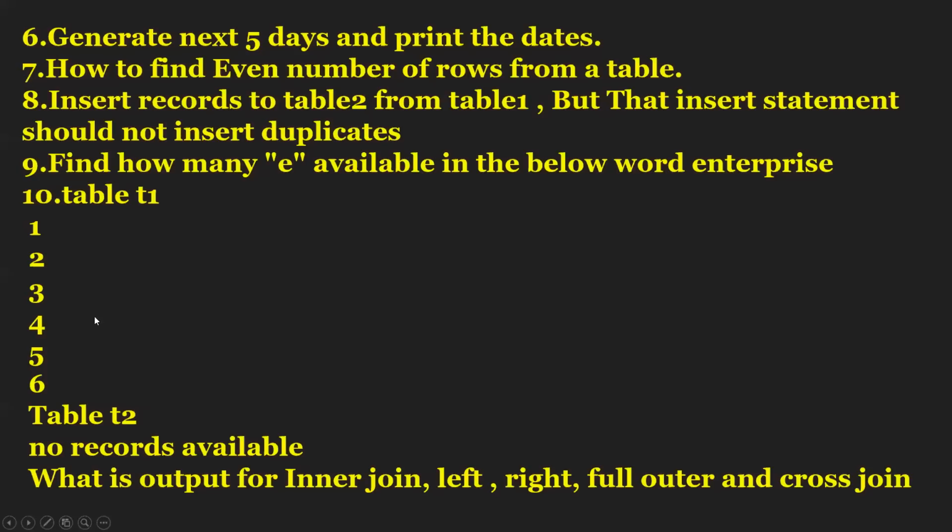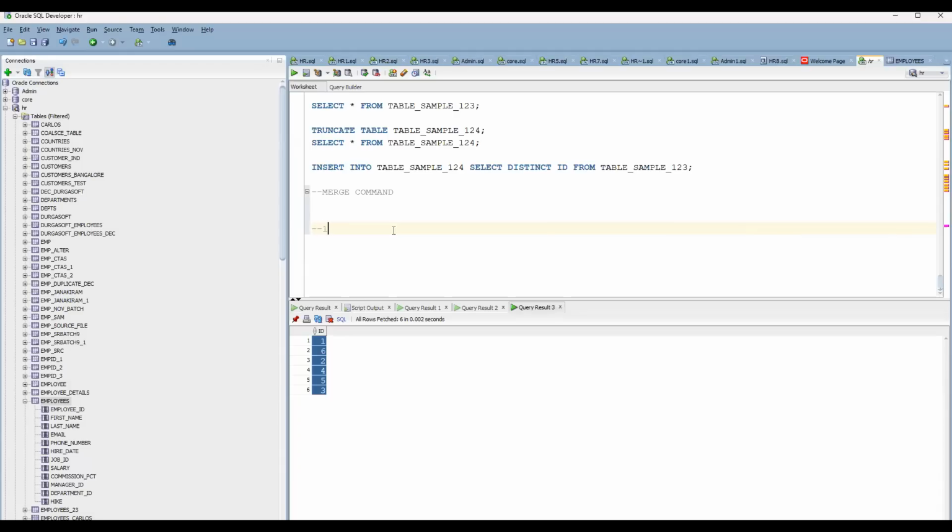Now, the next question is the 10th question. Find how many E's are available in the below word, enterprise. Now you have a word. So we have enterprise, that is the word. Now, what we have to do here?